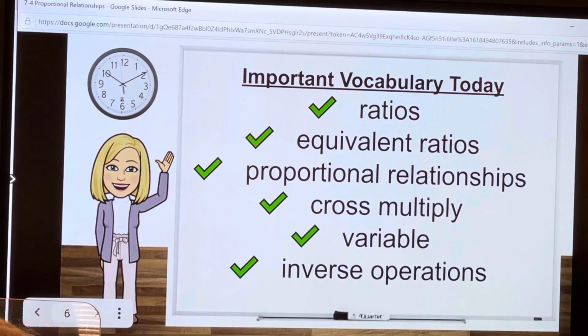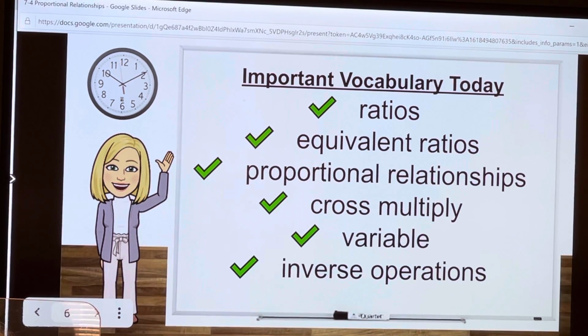Proportional relationships. This entire time, y'all, we've been learning about proportional relationships, and you didn't even realize it, okay? But I'm going to show you today that we can apply what you've been learning. Now, we can cross multiply to figure out our answer, or we can use the rule, which is what we were doing yesterday and the day before when we were talking about equivalent ratio tables.